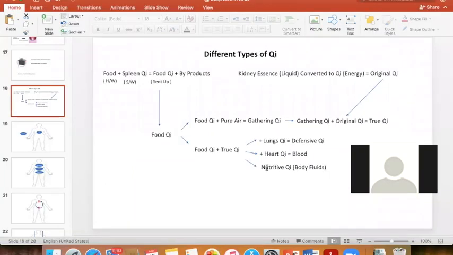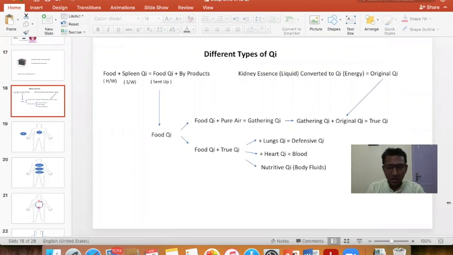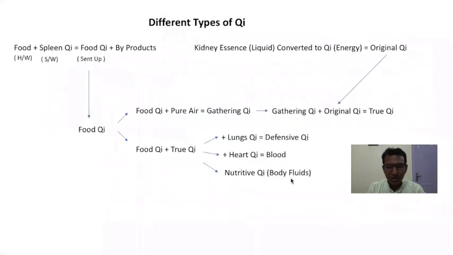In the last session, I had put a question mark over here. Wherever there was nutritive key, I was not sure what was happening. So I had put food key plus true key equals nutritive key, with a question mark. And then to this nutritive key, when the heart key gets added, I had thought it would become blood, but it is slightly different. So this is the correct form as of now.